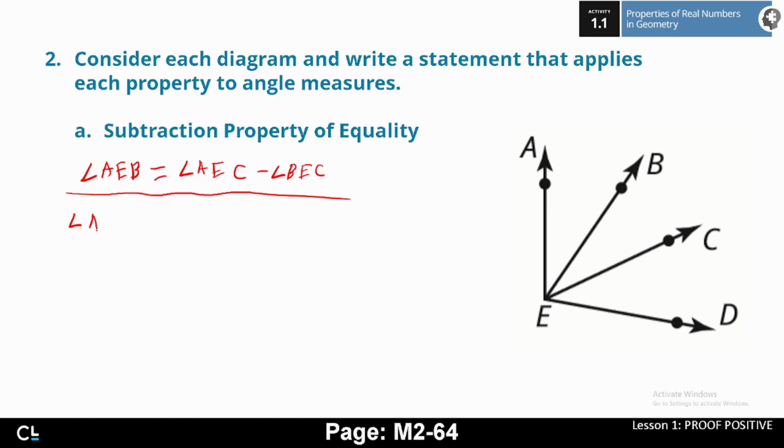So another example of this could be something like this, where we say if angle AEC is equal to angle BED, then we could say angle AEC minus angle BEC is equal to angle BED minus angle BEC. So basically, the bigger angles, and then we subtract that same smaller angle away from both of them, should be equal, if those bigger angles are equal.